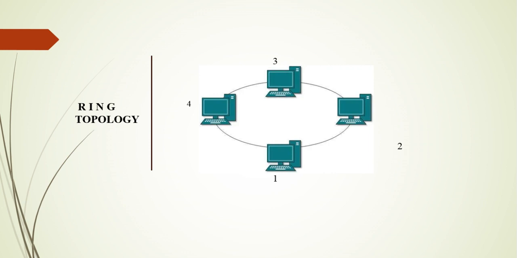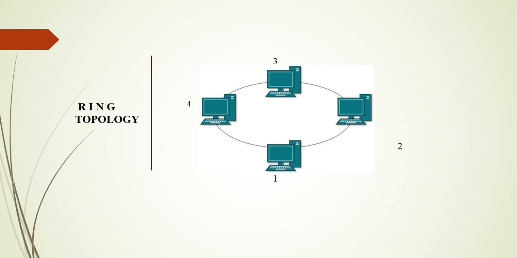The next one is ring topology. In ring topology, each device is connected with the two devices on either side of it. This structure forms a ring, thus it is known as ring topology. Each device in ring topology has a repeater.